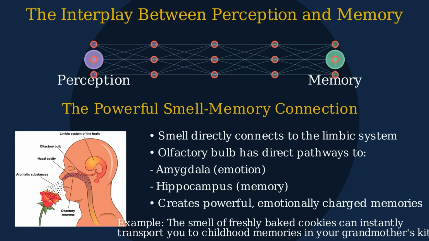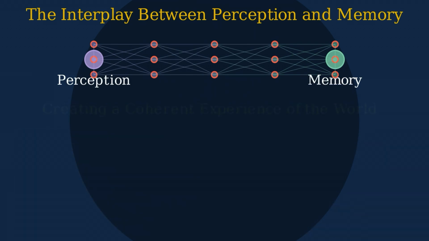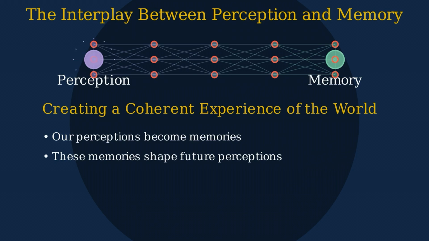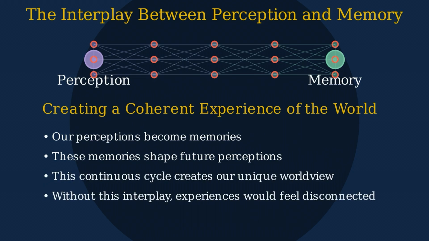For example, the smell of freshly baked cookies might instantly transport you to childhood memories in your grandmother's kitchen. This constant interplay between perception and memory is essential for creating a coherent and meaningful experience of the world. Our perceptions are constantly being encoded into memories, which then influence how we perceive new information. This continuous cycle creates our unique understanding of the world around us.